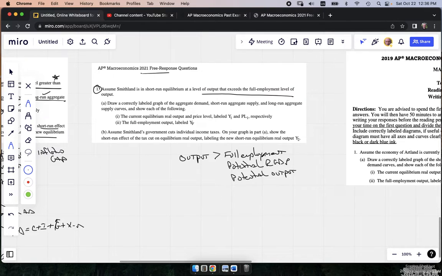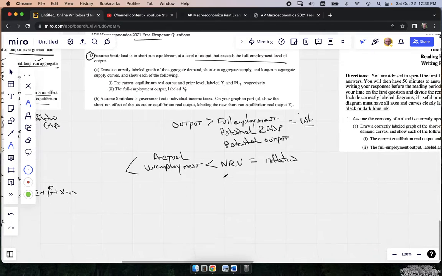It would be remiss of me if I didn't mention what they like to say, not so much for the inflation, but if I had told you that unemployment, or let's call it actual unemployment, was less than our natural rate of unemployment, that's a strange way to put it, right? Actual unemployment is less than our natural rate. They do like to ask this sometimes. So we just have to know this is code for an inflationary gap, just like this is code for an inflationary gap, right? Let's see if we can make sense of those by just drawing it.